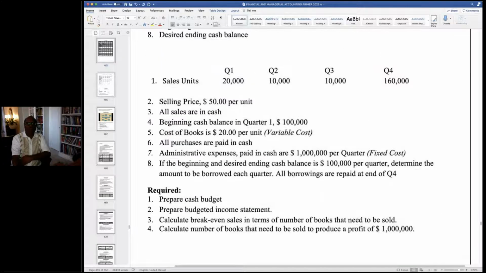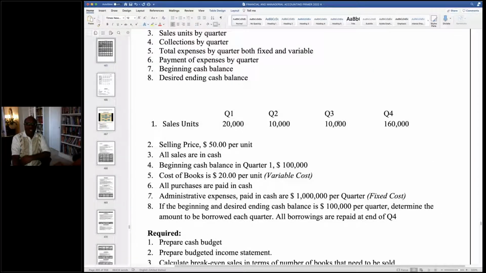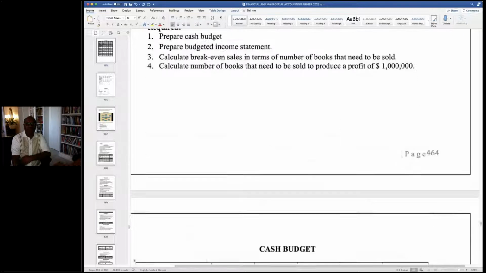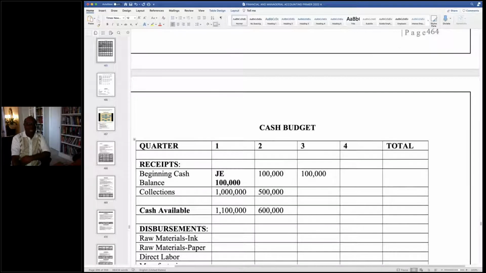$500,000. We sold 10,000. How many are we getting? 50 for all of these, so it's going to be 500,000 again. So the cash available is 600,000. What are our expenses going to be?